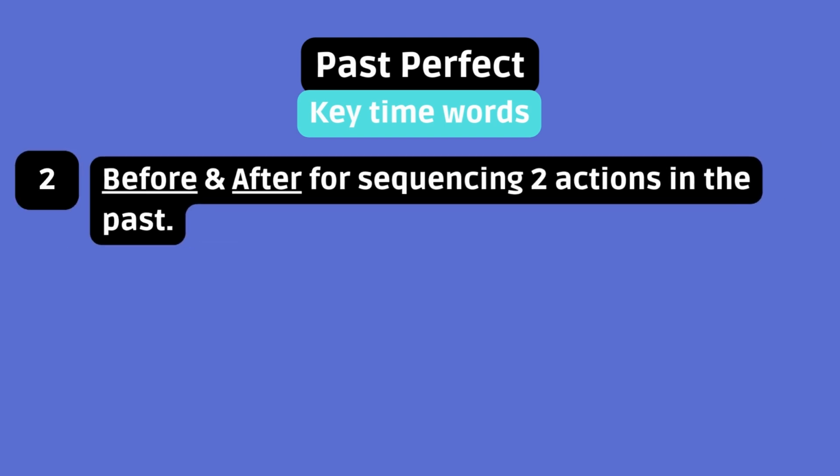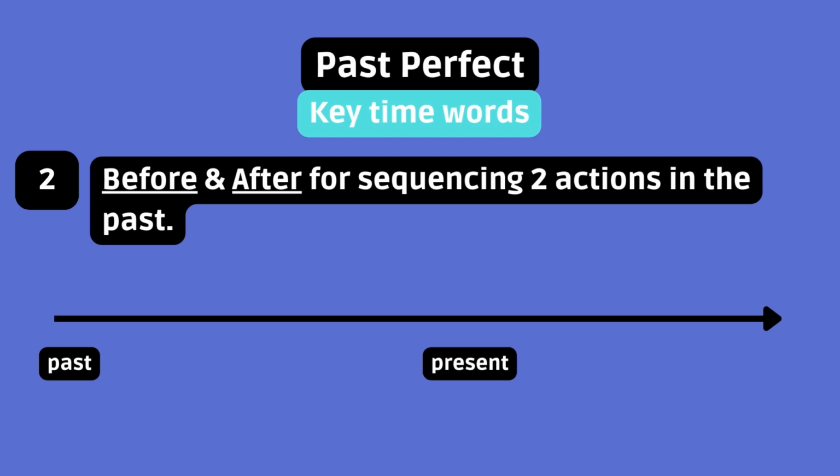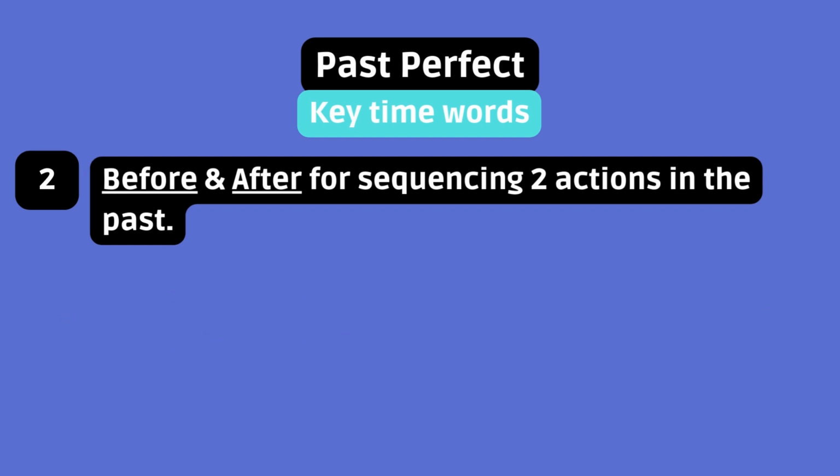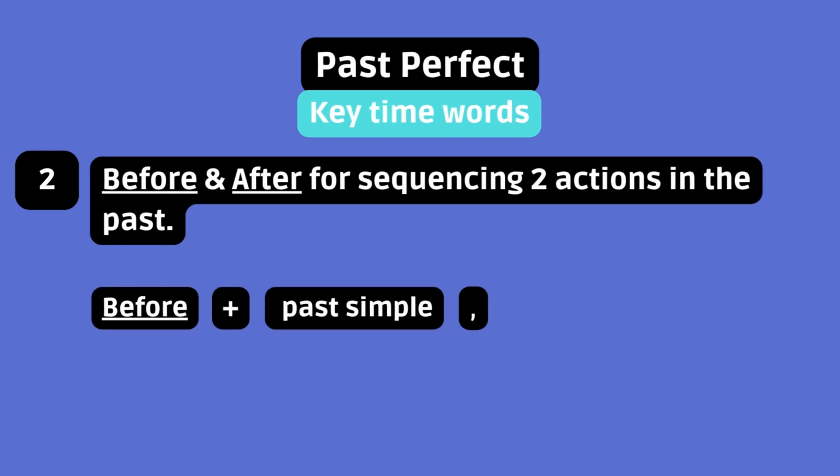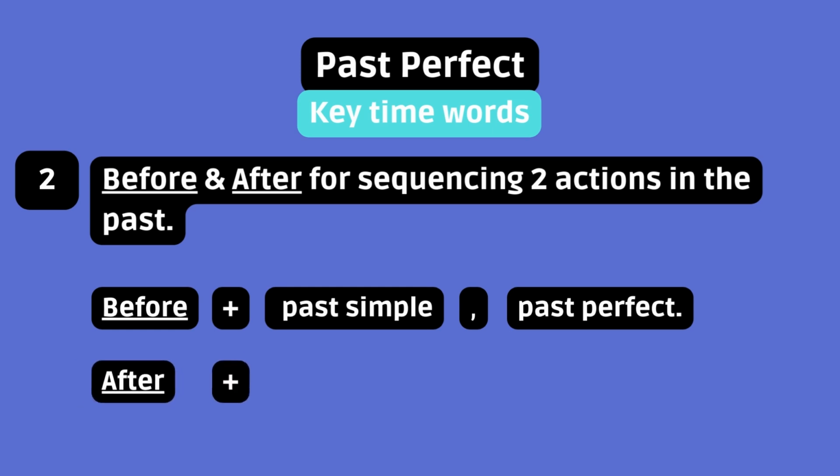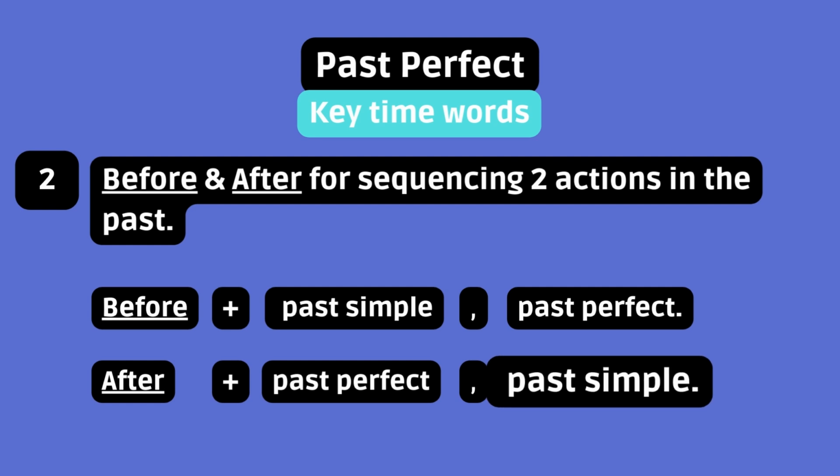Before and after for sequencing two actions in the past. By incorporating the past perfect with these time words, you can emphasize the order of the actions, with the one in the past perfect being the first that happened. Just follow these structures. Before plus past simple, past perfect. After plus past perfect, past simple.